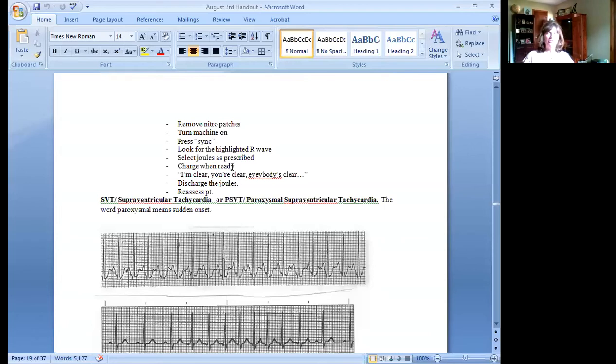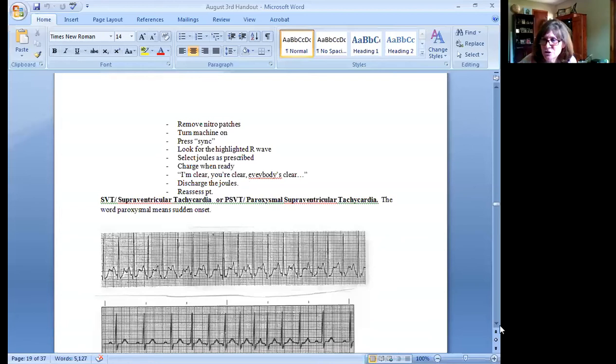Now, I bet a bunch of you are thinking, well, what if on the TEE they do see a clot? What do we do about that? Well, we ain't cardioverting them right now, because that would be sending that clot flying, and that could be a stroke. What we're going to do is put them in the unit on IV heparin. That's what we're going to do. And when we're on heparin, we're monitoring the PTT. When they're on Coumadin, we're monitoring the PT-INR.